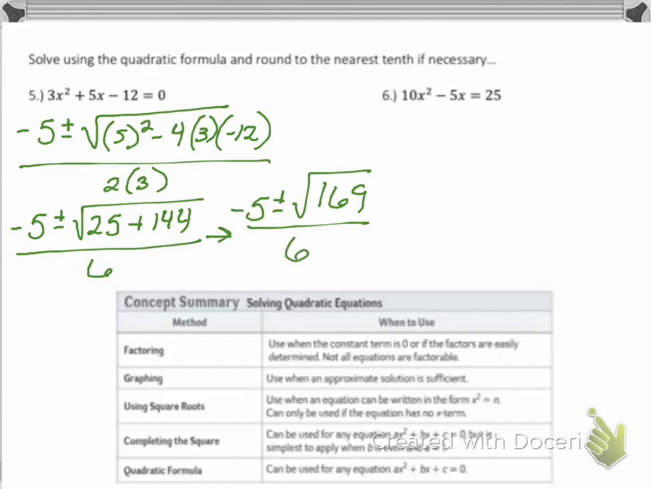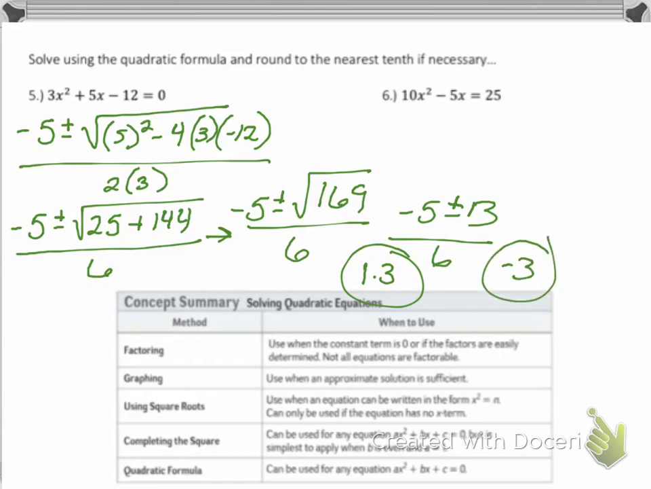And I know I'm kind of intruding into number 6. I apologize. Well, I know that the square root of 169 is 13. So here we might have a decimal. So -5 plus 13 would give me 7. And then 7 divided by 6 is going to be 1.3. So that one we rounded, right? And then -5 minus 13 is -18. Divided by 6 is -3. So in that case, we rounded. But I do want you guys to keep in mind that this is not always a perfect square. And when that's the case, you'll definitely have to round. You won't have to simplify.